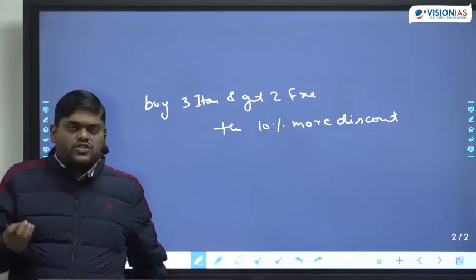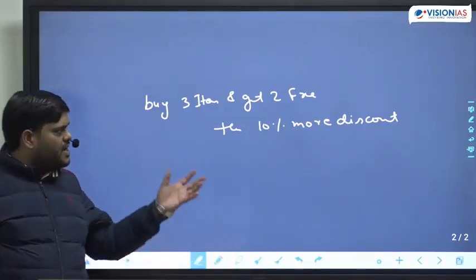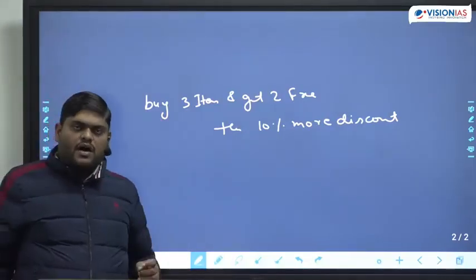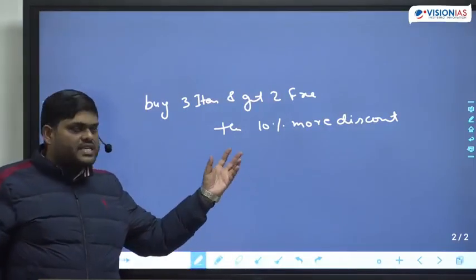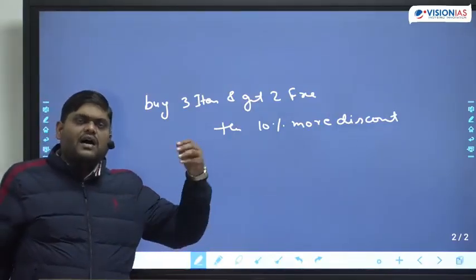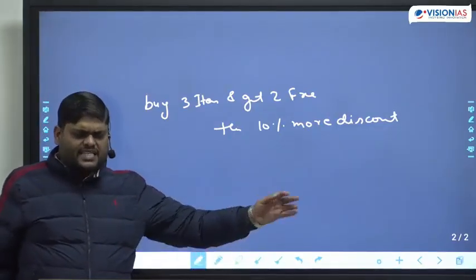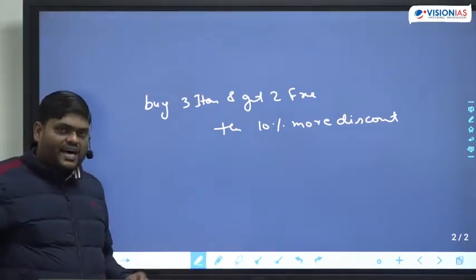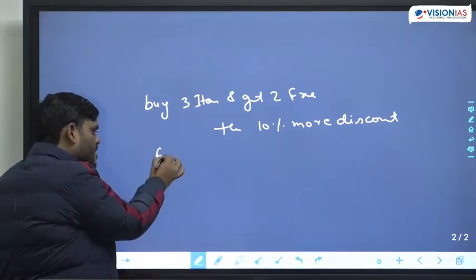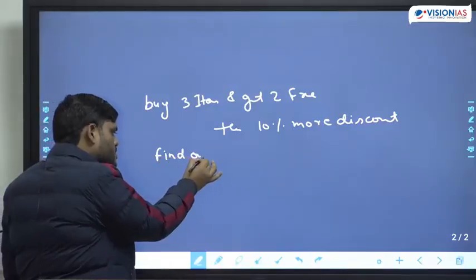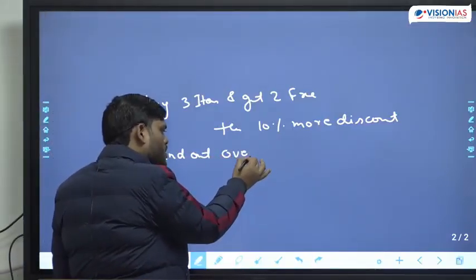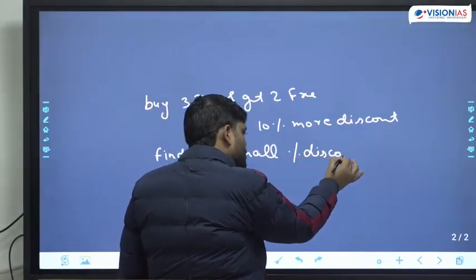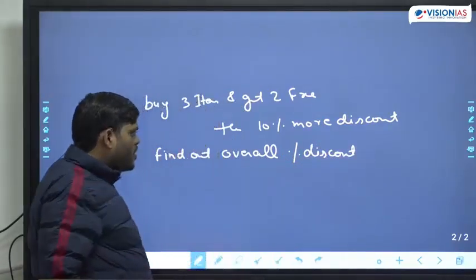For example, the question can be: a shopkeeper is giving 2 items free when you buy 3 items from that shop. After this, the shopkeeper is giving 10% more discount on card payment, cash payment, anything. And now they will ask, find out the overall percent of discount.